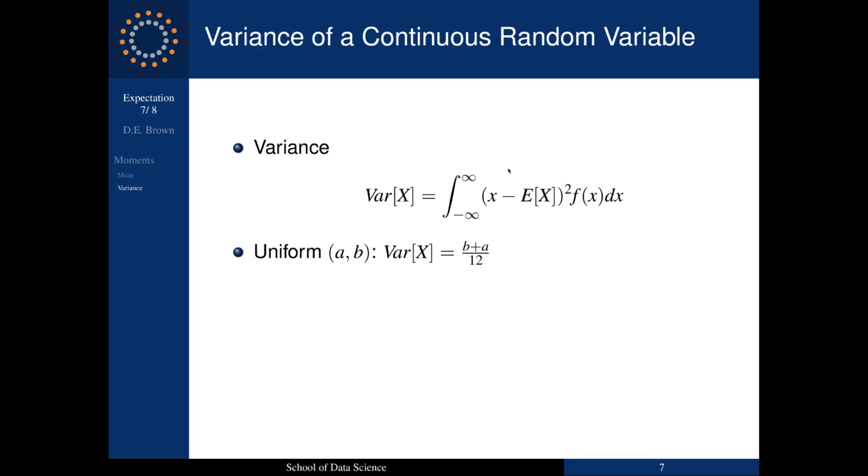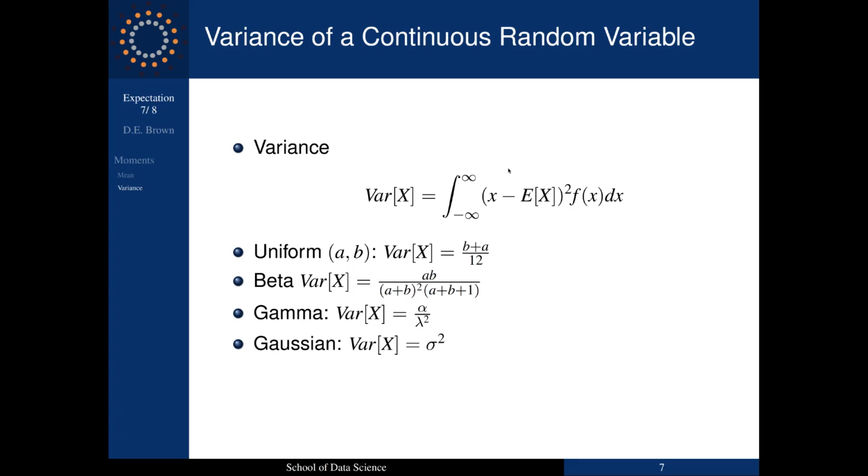The uniform is given by the sum of the two parameters, the two extreme values in the uniform, a plus b over 12. The beta is given by ab over a plus b squared, a plus b plus 1. Gamma is alpha over lambda squared. The Gaussian is the second parameter in the Gaussian, which is given the name sigma squared. And for the t-distribution, it's sigma hat squared times the degrees of freedom nu over nu minus 2, and this only exists if the degrees of freedom are greater than 2.